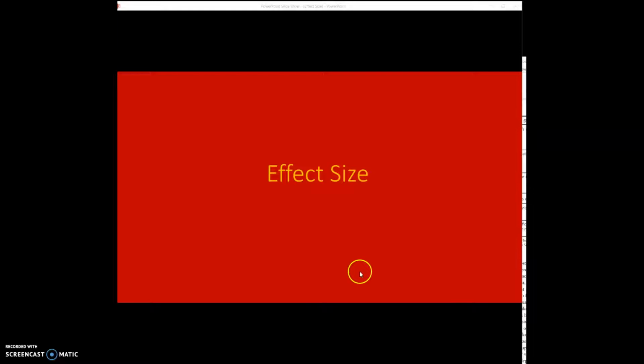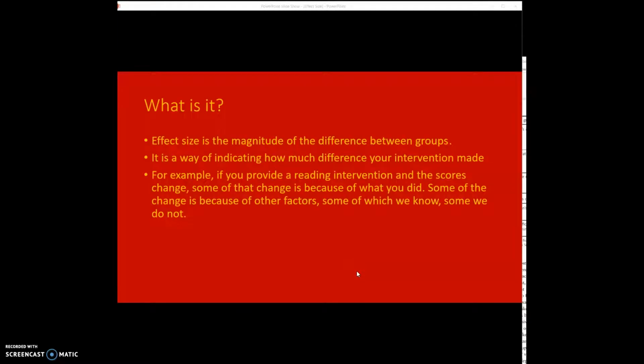It's a very short video about effect size and what it is and what we use it for. Effect size shows the magnitude of the difference between the two groups. And it's a way of providing to the reader an indication of how much difference your intervention made in the two populations.